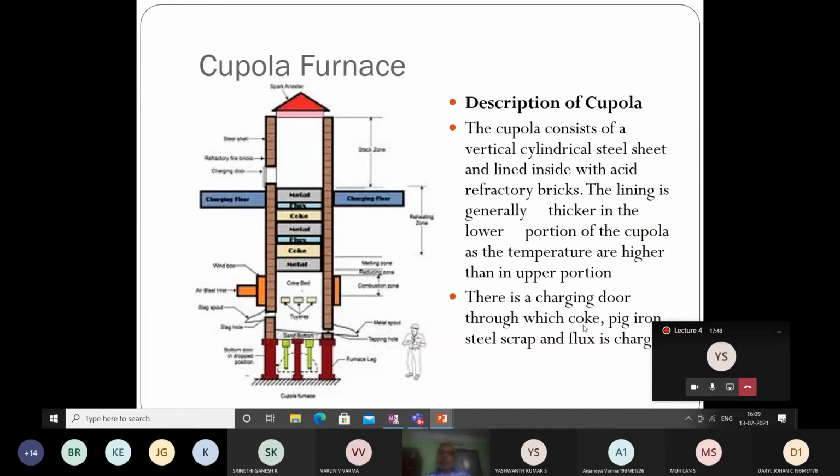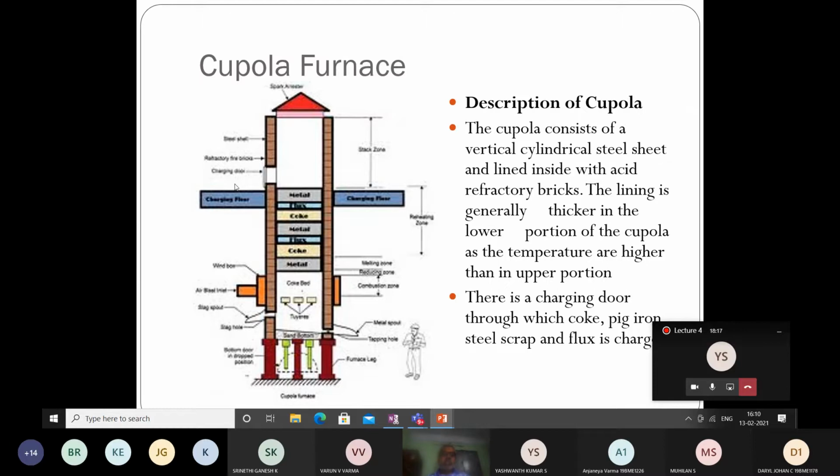Coke is the fuel in this case, because combustion has to take place, then only will melting take place, and then only will we get the molten metal. Then pig iron, which is going to be cast iron; the cupola furnace is normally used for cast iron. Then waste steel scrap and flux. The purpose of the flux is to remove impurities and prevent oxidation. Usually limestone is used.